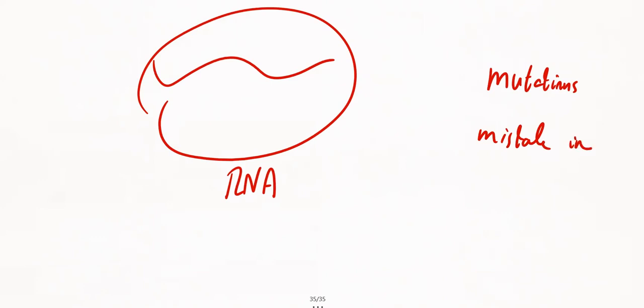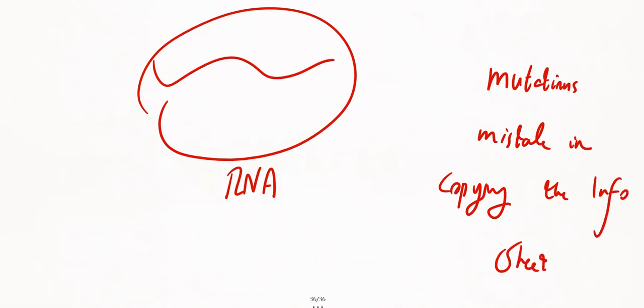Another interesting fact about viruses is that, especially RNA viruses, and I'm going to explain why this is particularly more common in RNA viruses, are prone to something called mutations. A mutation is simply a mistake in copying the information sheet.